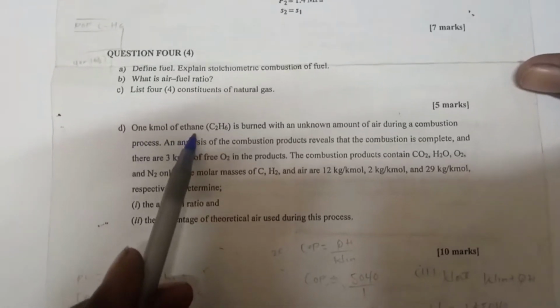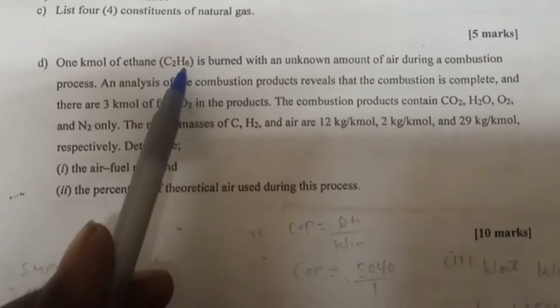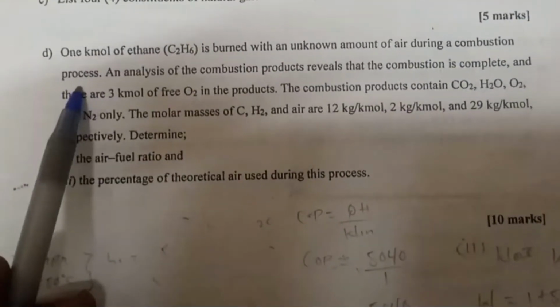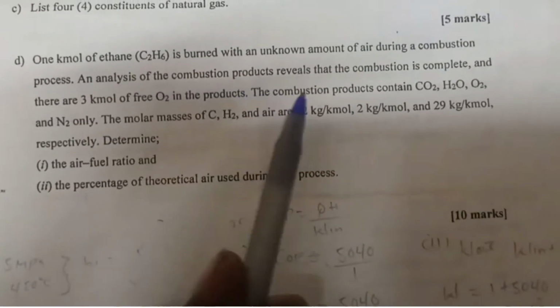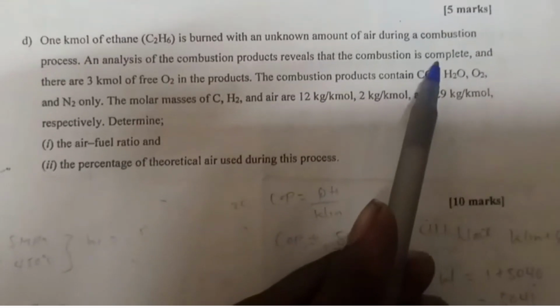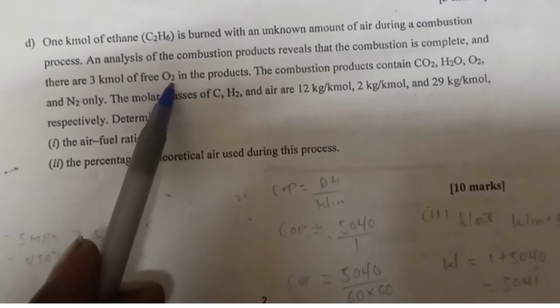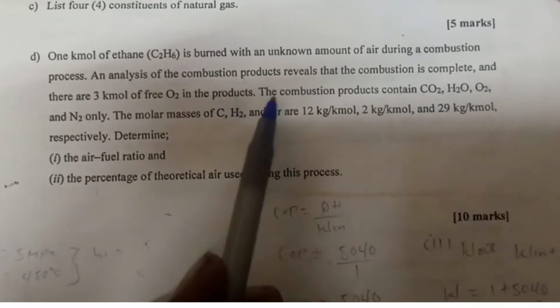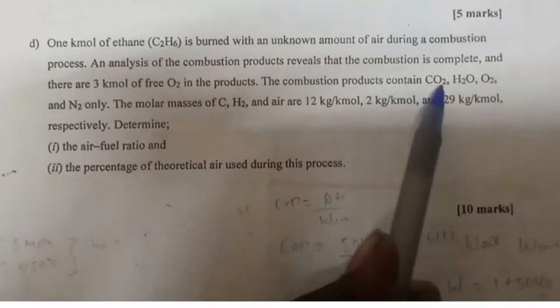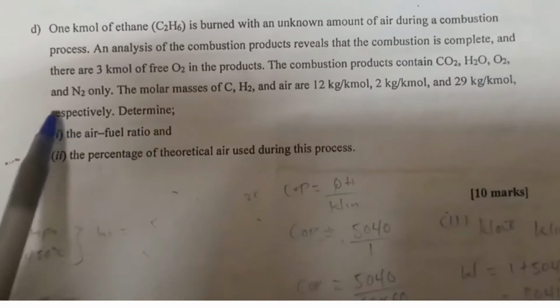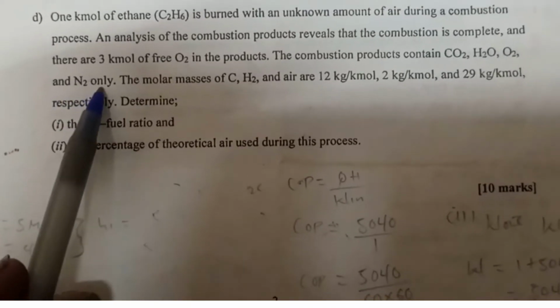Now, we have a question. We have to deal with this question. 1 kilomole of octane, C2H6, is burned with an unknown amount of air during a combustion process. An analysis of the combustion products revealed that the combustion is complete and there are 3 kilomole of free oxygen too in the products. The combustion products contain CO2, H2O, O2 and N2 only.